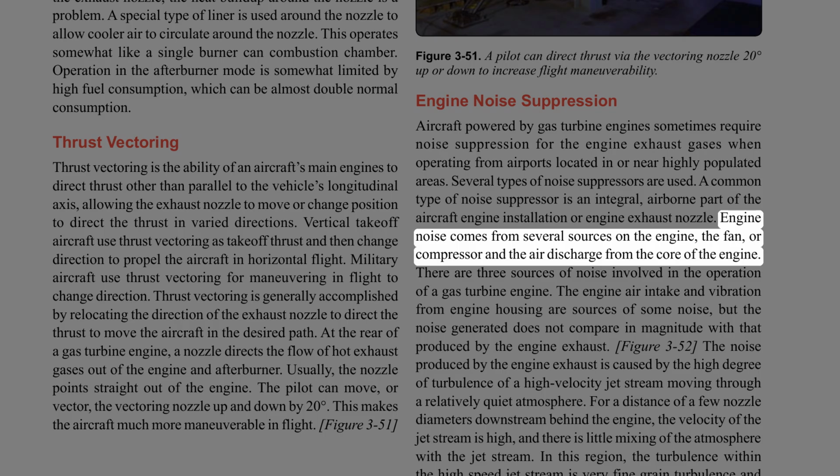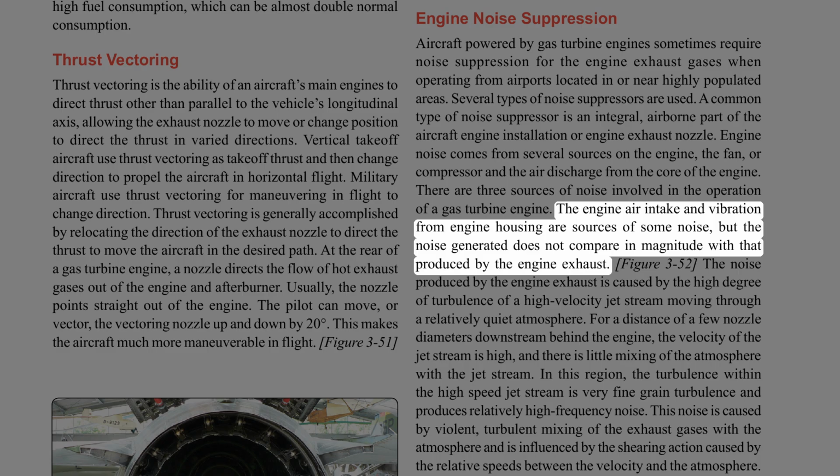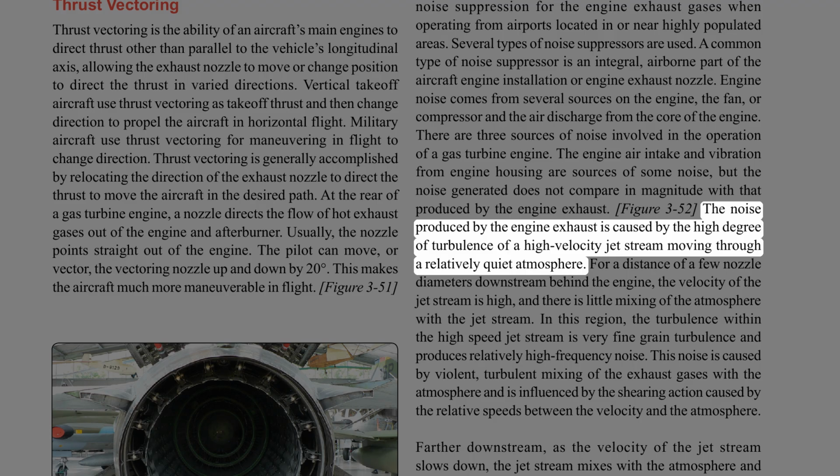Engine noise comes from several sources on the engine: the fan, or compressor, and the air discharge from the core of the engine. There are three sources of noise involved in the operation of a gas turbine engine. The engine air intake and vibration from engine housing are sources of some noise, but the noise generated does not compare in magnitude with that produced by the engine exhaust. The noise produced by the engine exhaust is caused by the high degree of turbulence of a high-velocity jet stream moving through a relatively quiet atmosphere.